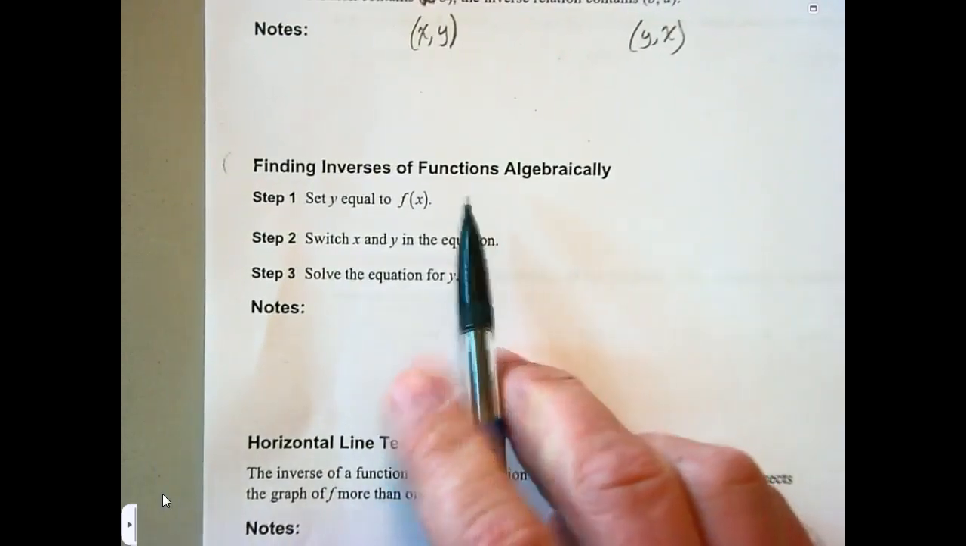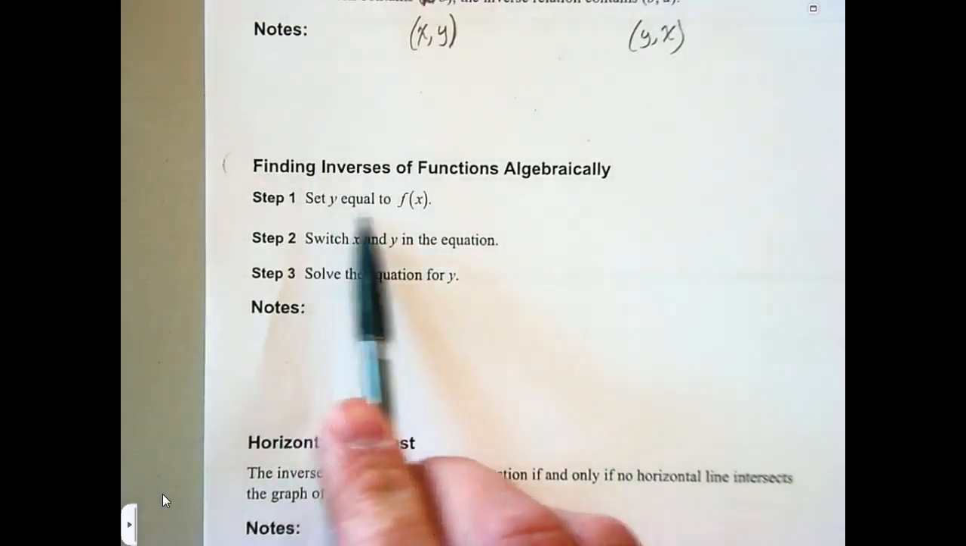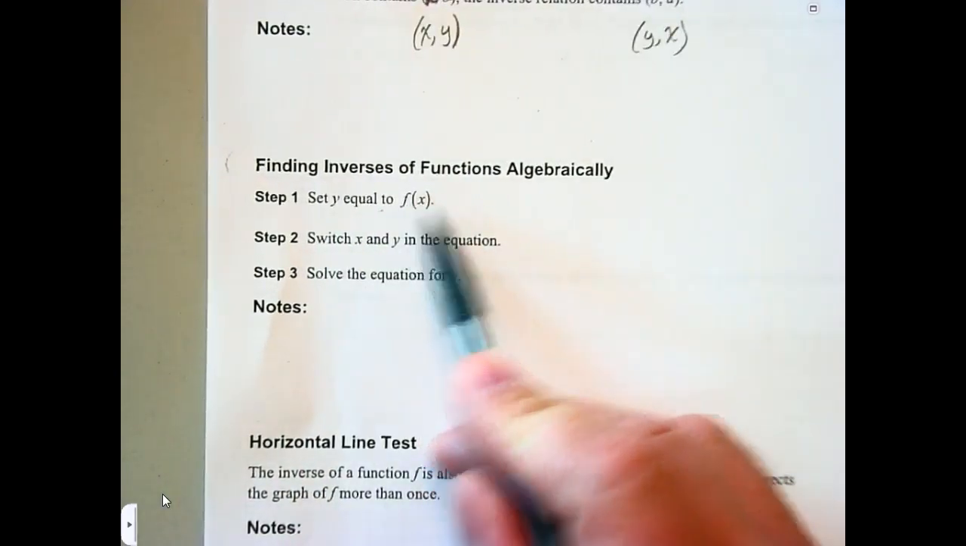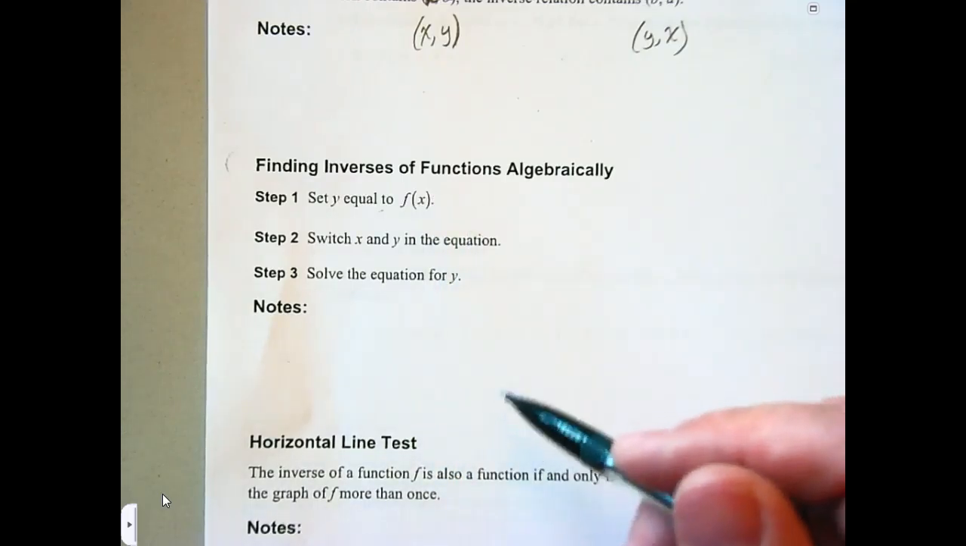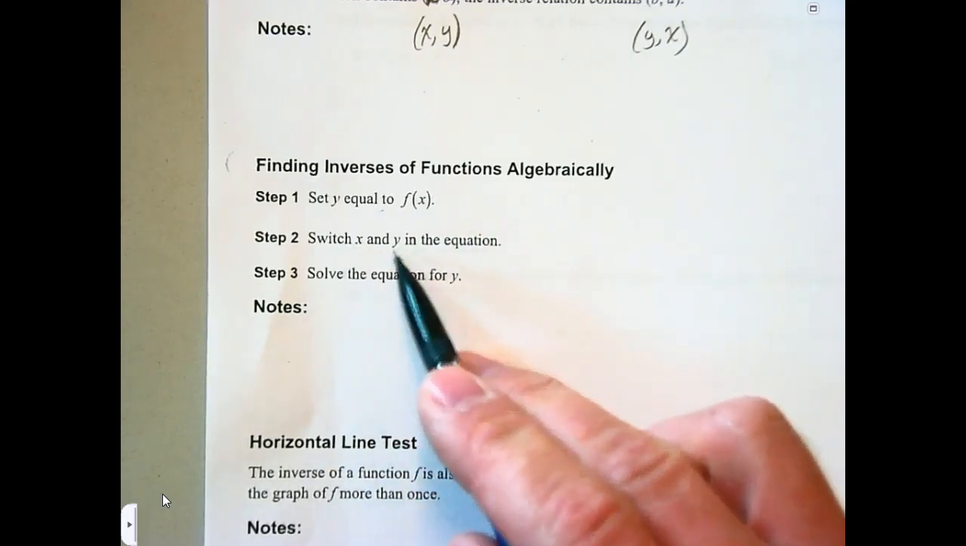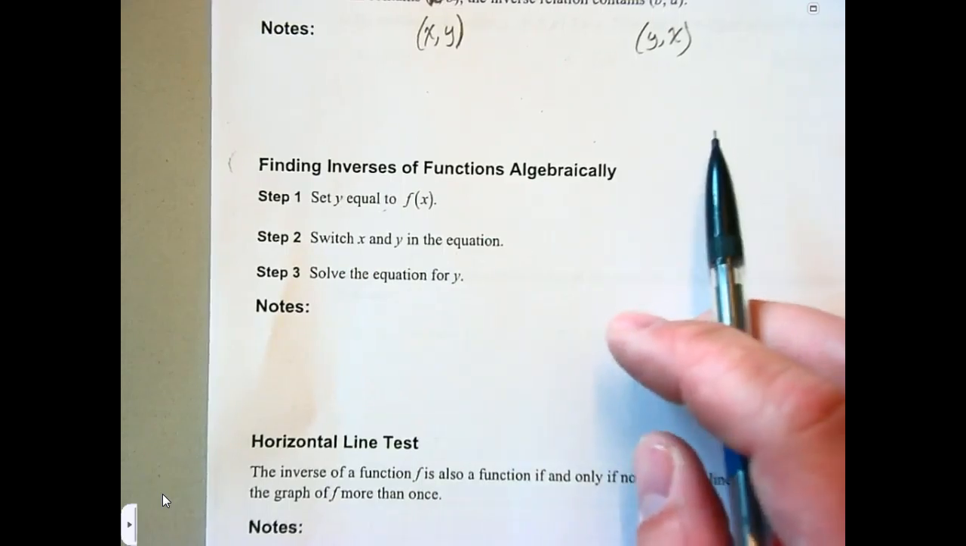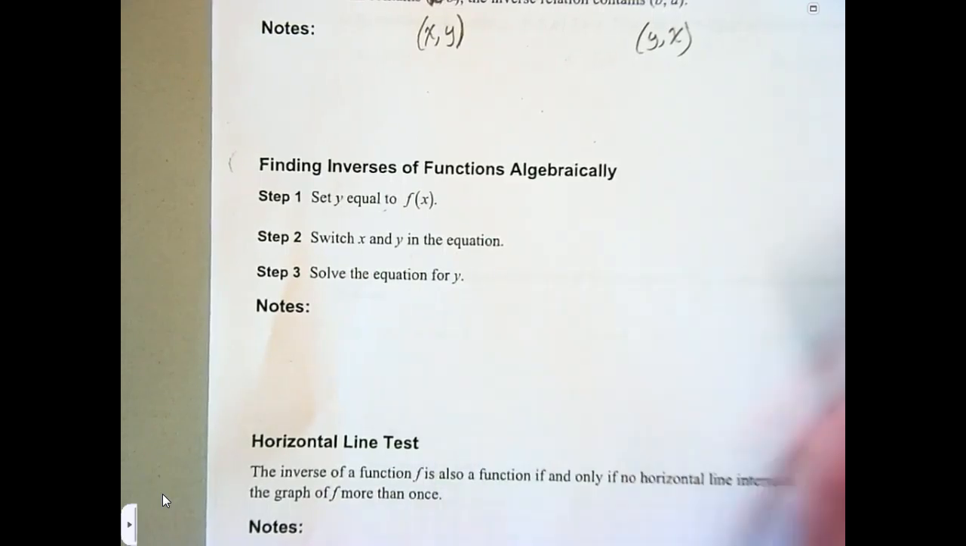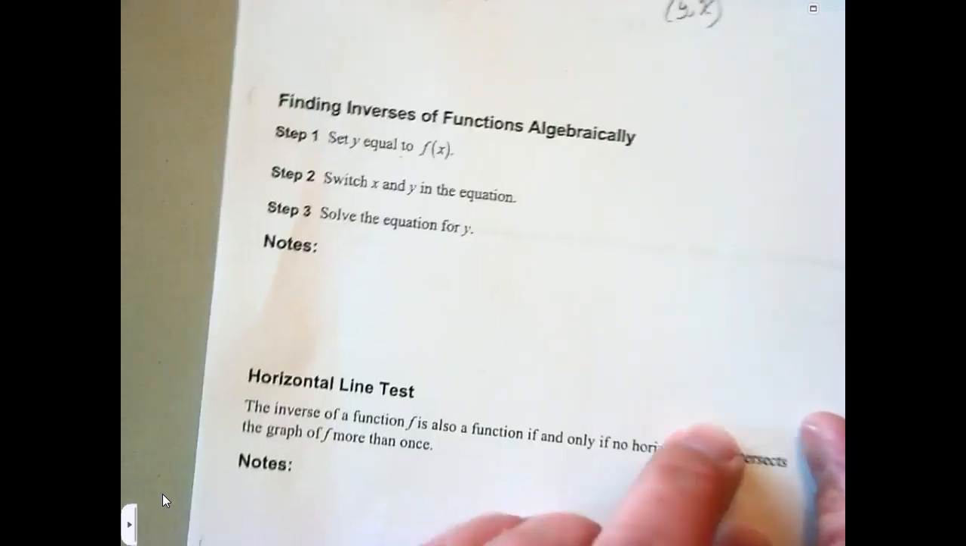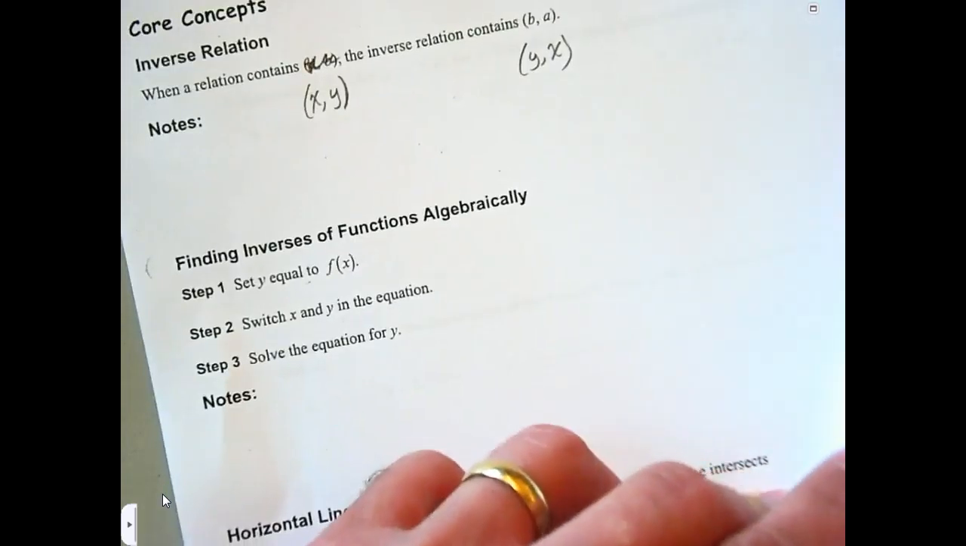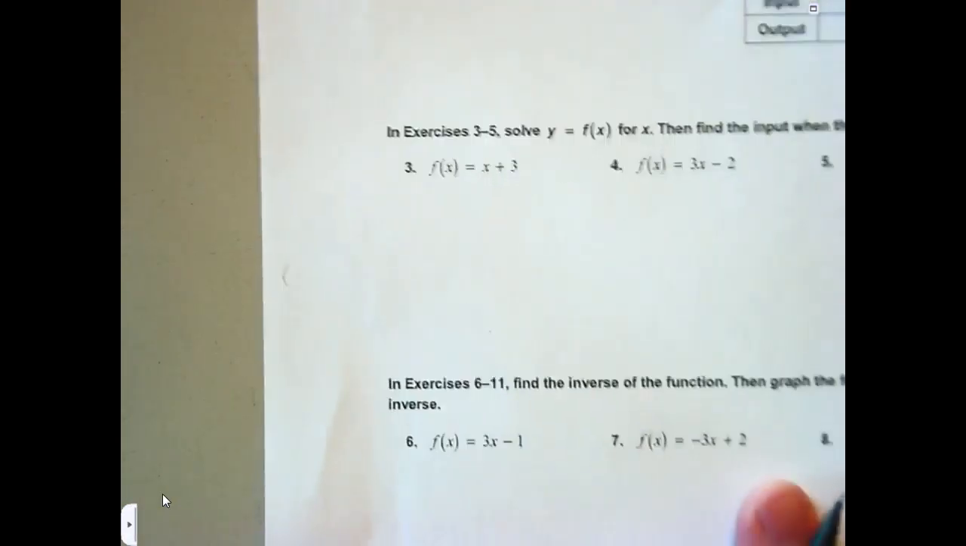Okay? All right. So finding inverse functions algebraically. Set y equal to f of x. In other words, if you see f of x, just write y instead. Okay? Switch x and y, and then solve for y. Those are your steps. You'll see it here in a minute. In fact, you'll see it right now. Let's do one of these. So turn to the next page. Let's go to number 3.